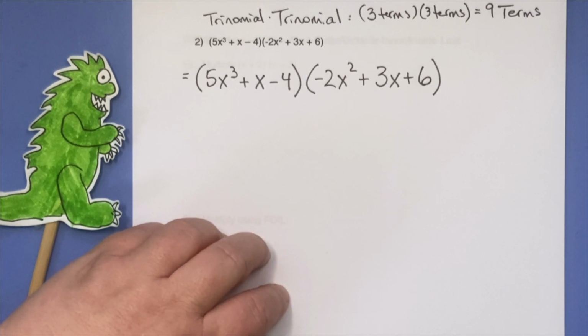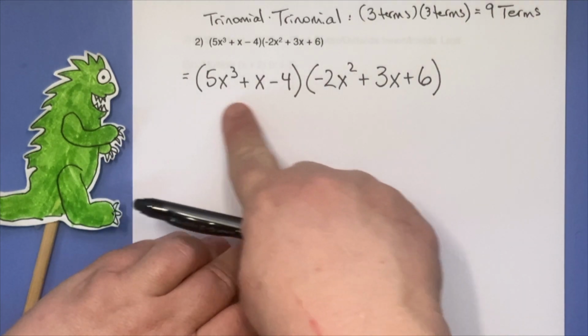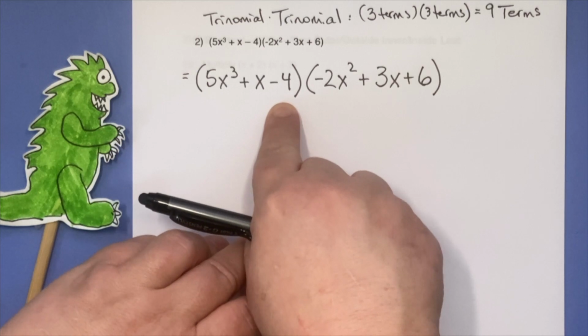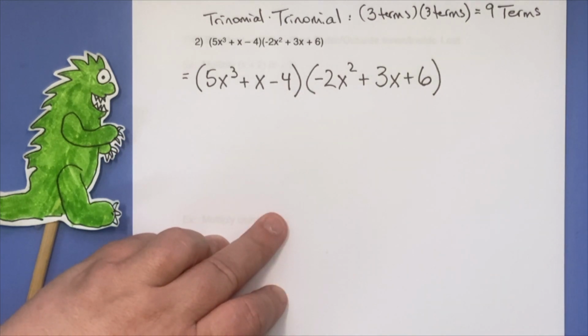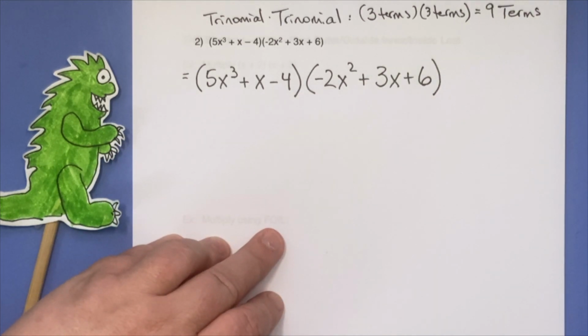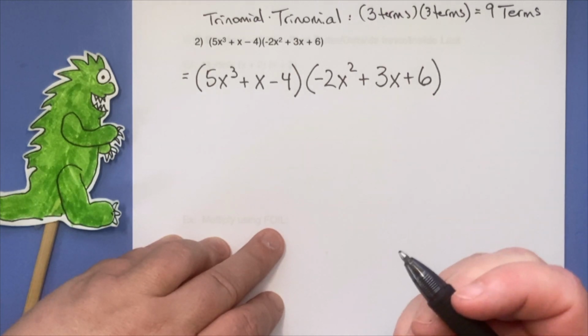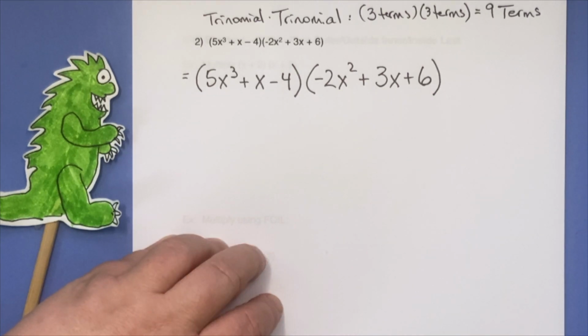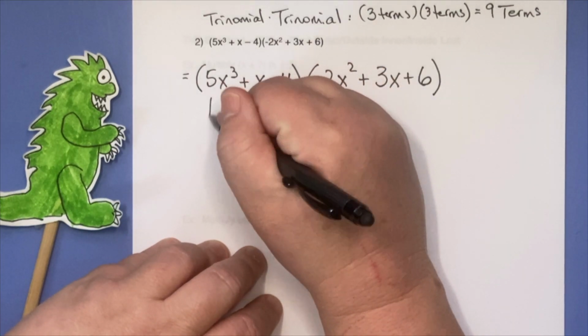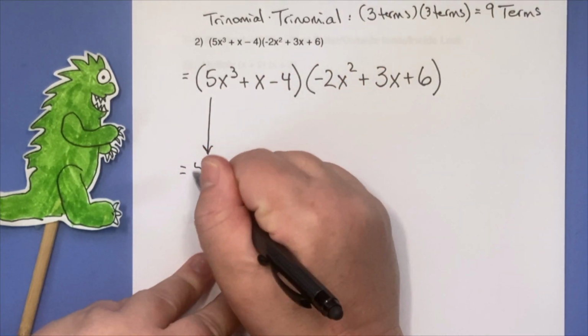Okay, so first thing I'm going to do is decide which one I'm going to break up. I'm always going to break up the first one. You don't have to. You can break up the second one if you want. You get to choose. It'll work both ways. That's the great thing. You can also use the lattice or chart method or another method. So I'm going to take this and I'm going to make it 5x cubed.